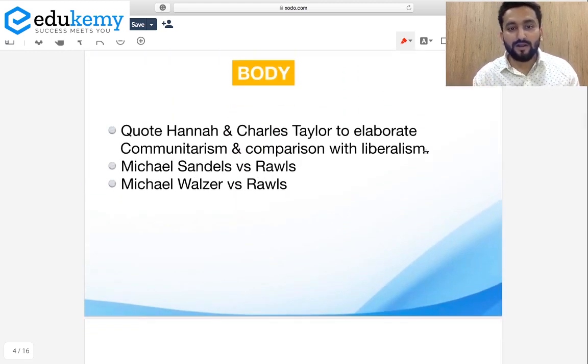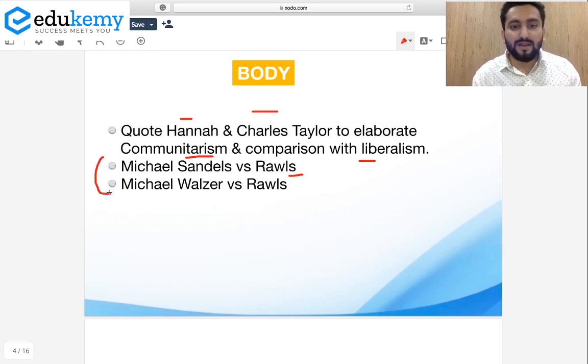Then in the body part, it should have three broad components. One, we are talking about communitarianism from the base, from the perspective of scholars who were not necessarily criticizing Rawls, but who were talking about the importance of the communitarian perspective. We are going to use Hannah Arendt and Charles Taylor, and then we are going to bring a comparison with liberalism. And why is that? Because when we talk about Rawls, the core idea of Rawls' theory of justice was based on liberalism, right?